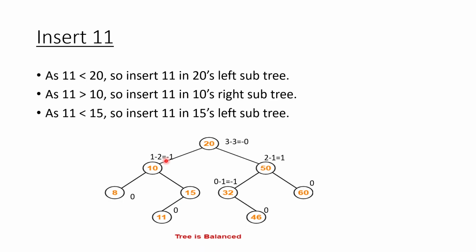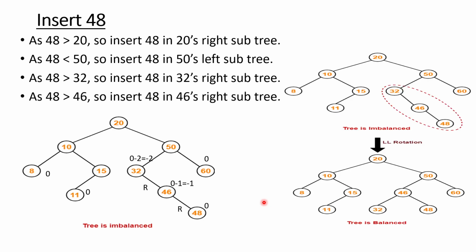Now the value to be inserted is 11. Start from 20. 11 is less than 20, so left side. 10 is there. 11 is bigger than 10, so to the right side. 15 is there. 11 should be the left of 15. So 11 is inserted. Compute the balance factors. The values are either 0, 1 or minus 1. The tree is balanced.